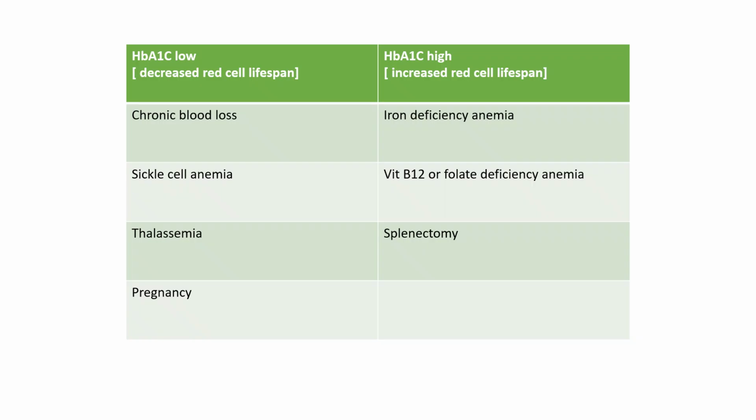There are conditions where it shows low HbA1c or elevated HbA1c. Low HbA1c occurs in conditions where there is a decreased blood cell lifespan, which includes chronic blood loss, sickle cell anemia, thalassemia, and pregnancy. And the HbA1c is high in conditions where there is increased blood cell lifespan, which include iron deficiency anemia, vitamin B12 or folate deficiency anemia, and splenectomy.